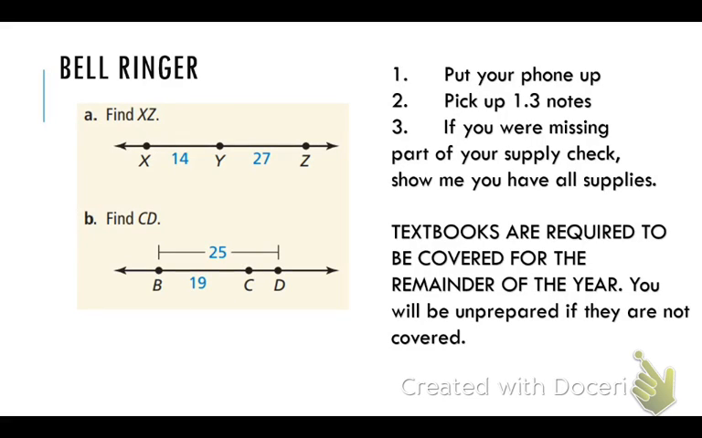So we're going to do the bell ringers together. Letter A says find XZ. Why is there not a line above XZ? What does it mean when there's no line? Length. Yeah, so we're finding the length of XZ, of line segment XZ.